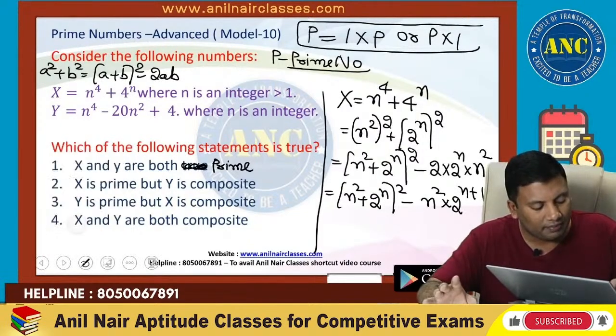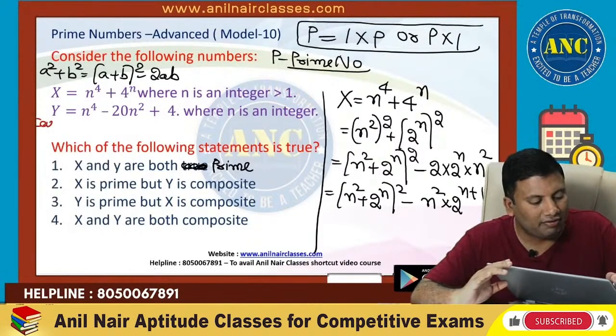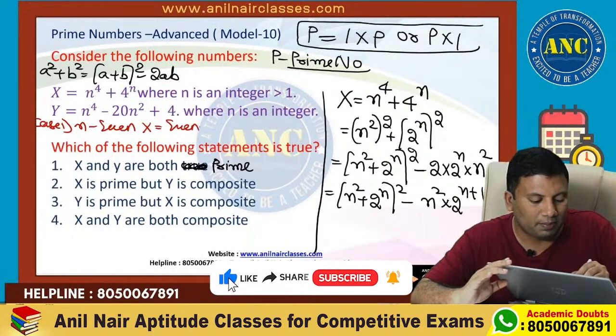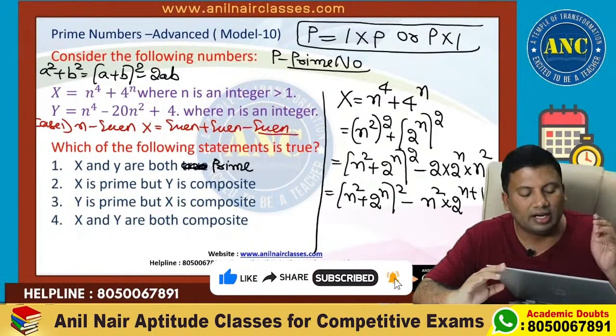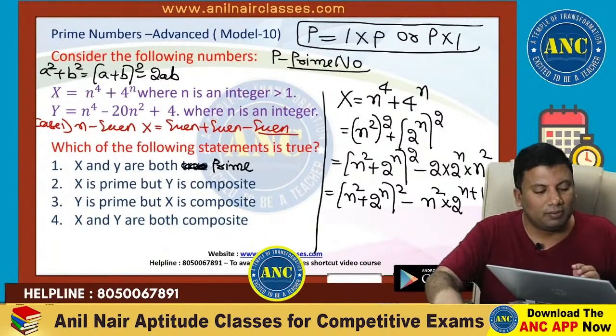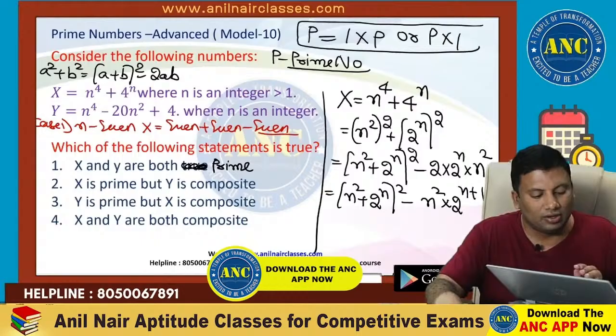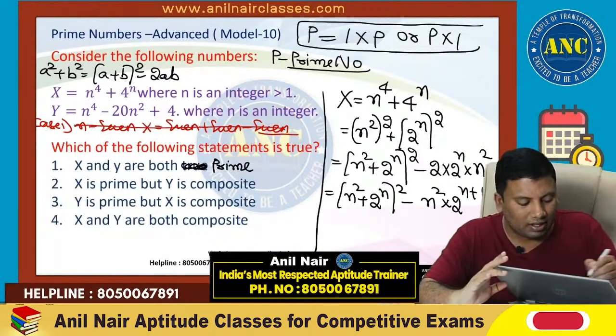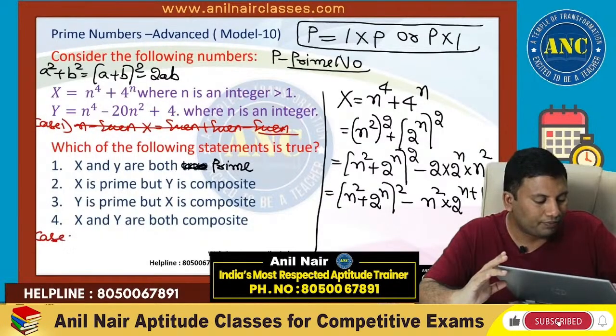Case number 1. If I take n value even, this will become x equivalent to even plus even. Even plus even is an even number. Other than 2, there is no even number which will make the x value a prime number. So even anyway is out.